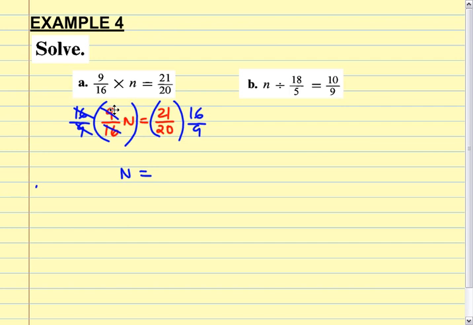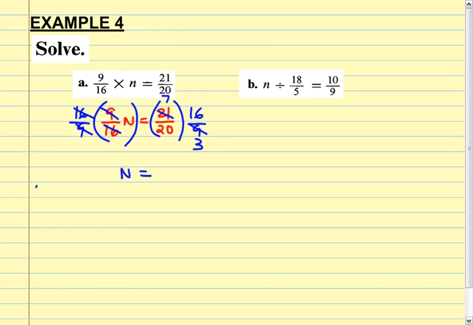Anybody see anything I want to do before I start multiplying here? Eric? Oh, I know. We've already done that. 3 goes into 21 and 9. 3 does go into 21 and 9. 3 goes into 9 three times, and 3 goes into 21 7 times.